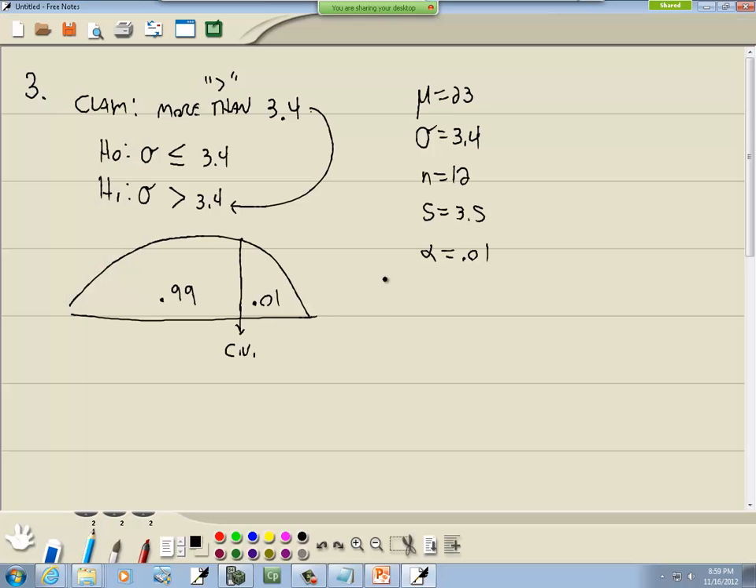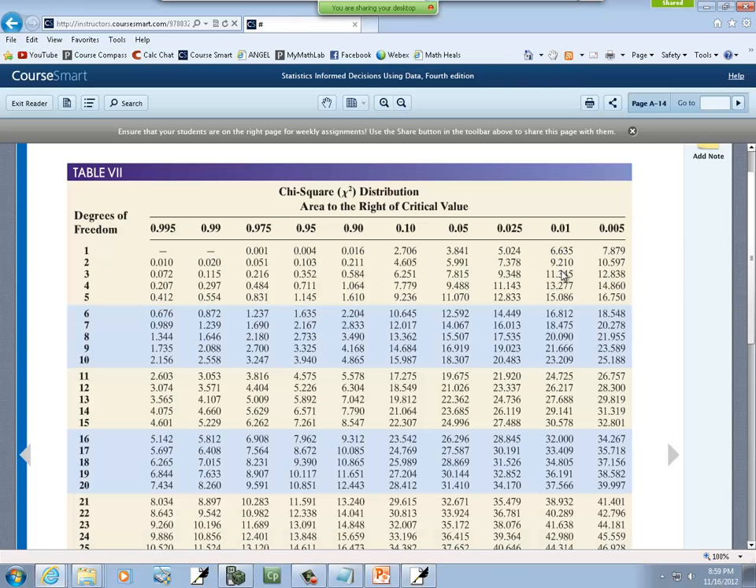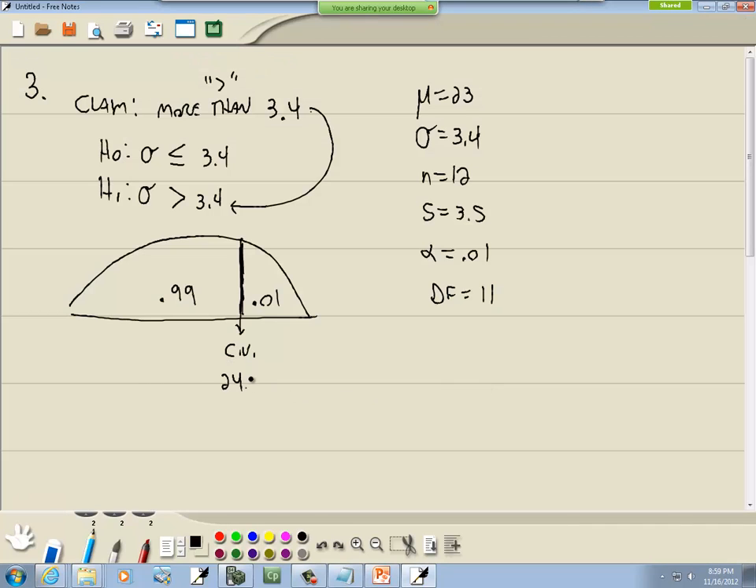Okay, find our critical value. Well, we need degrees of freedom. Remember, it's 1 less than n, so it'll be 11. And we're looking this one up. The area to the right of this is 0.01. So 0.01 and degrees of freedom of 11: 24.725. That's our critical value.